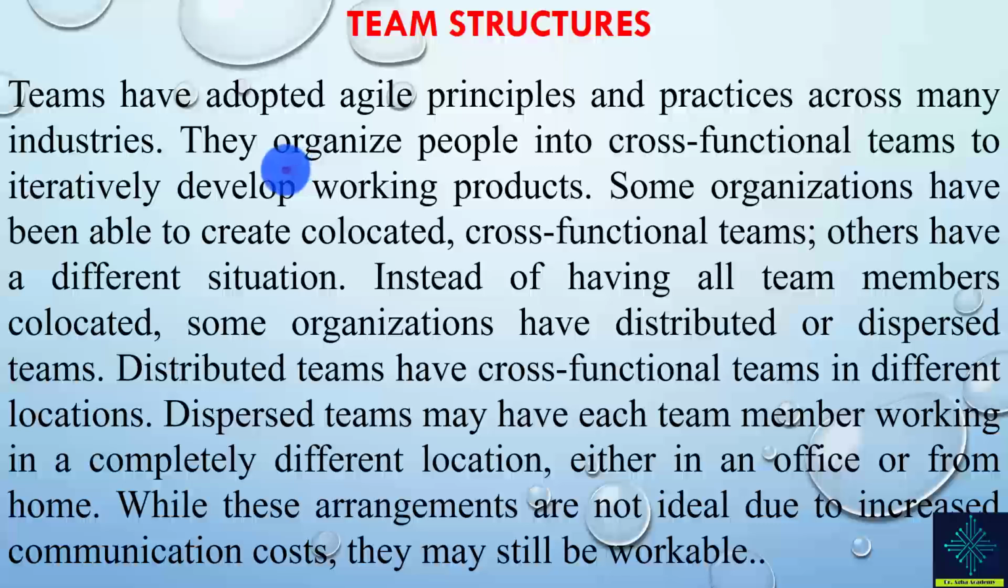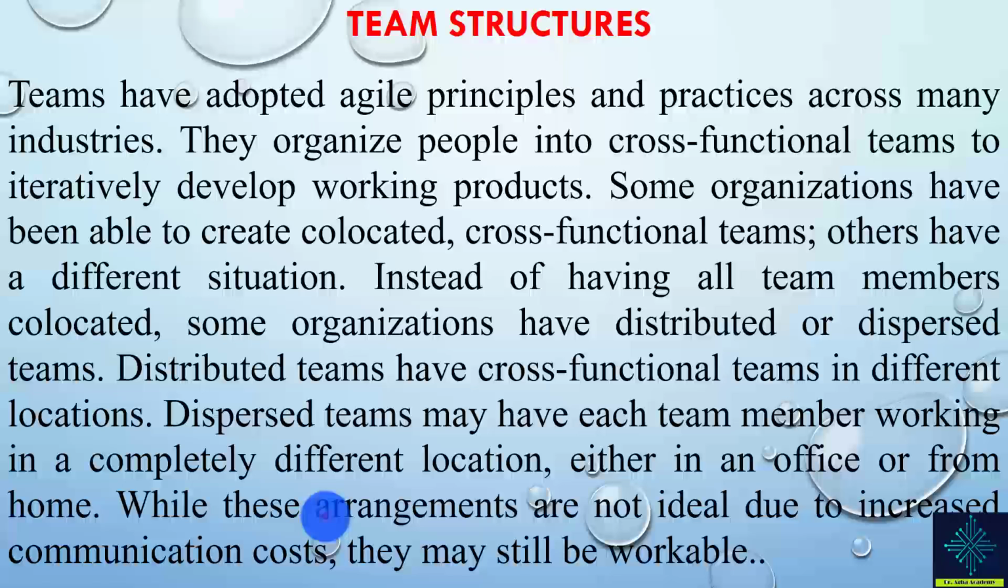When working together, the teams can adapt the Agile principles and practice across many industries. And instead of having all team members collocated, sometimes organizations have distributed or virtual teams that are dispersed in different locations and even sometimes in different countries. These dispersed teams may have each team member working in a completely different location, either in an office or from home.